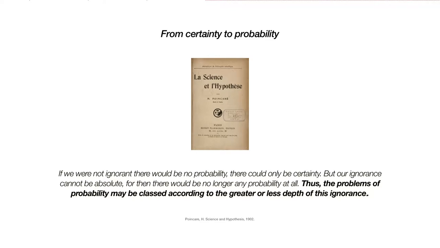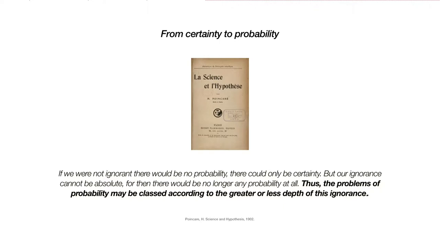And we have a quote of Henri Poincaré from 1902. He's talking in a very general way about the relation of probability and ignorance. So he says, if we were not ignorant, there would be no probability. There could be only certainty. But our ignorance cannot be absolute.